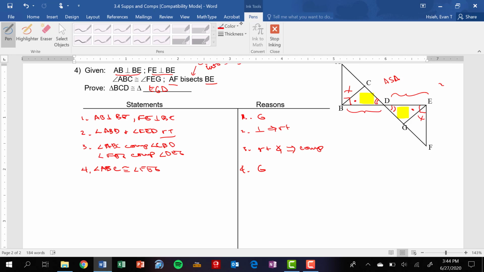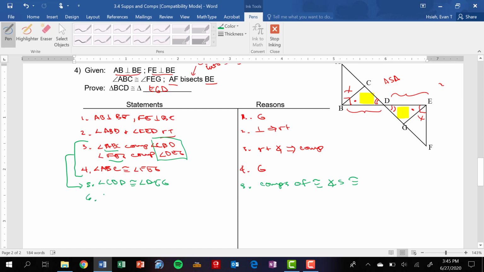Okay, and notice when I use that, I am using that because these are steps that are grouped together, and those two steps are going to give me this next step here. That's why I'm using the given in this particular placement. I'm trying to group things together if I can. So angle CBD is congruent to angle DEG, right? Because I know that these are congruent. So step 5 is going to be comps of congruent angles are congruent.